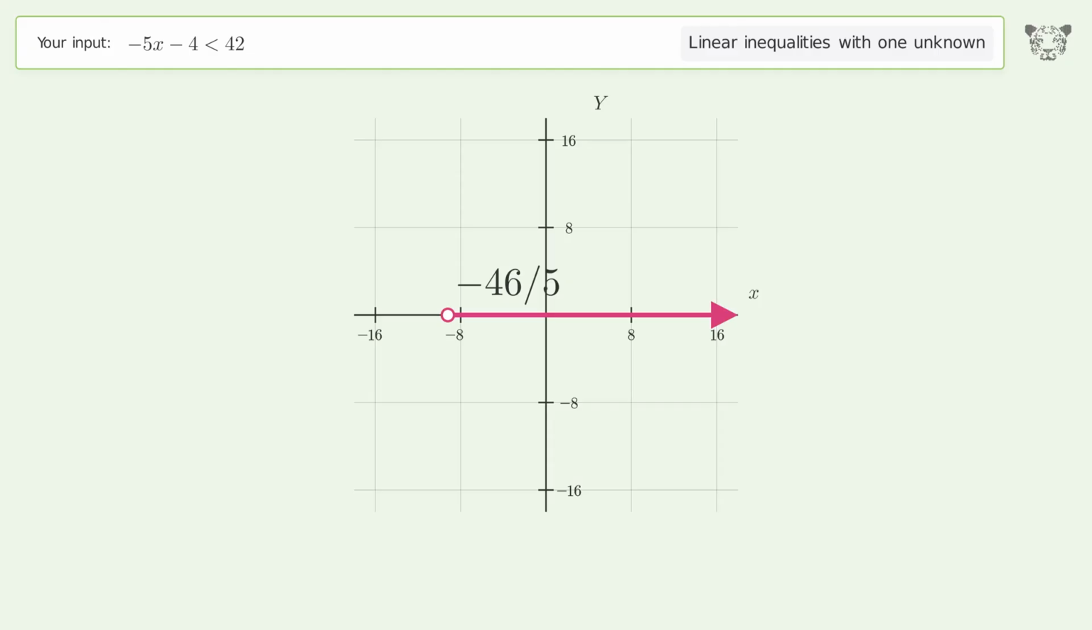And so the final result is x greater than negative 46 over 5 greater than negative 91 over 5.